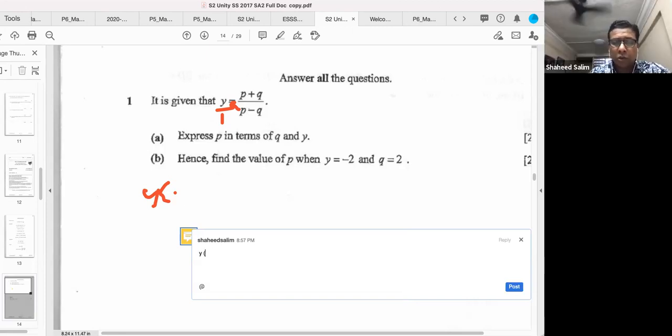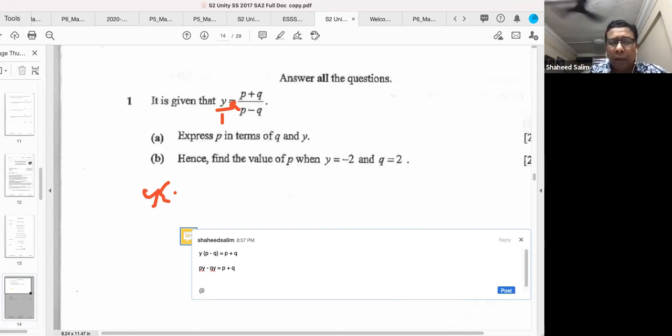Yes, sir. So P minus Q equals to P plus Q. First step is like that, you bring it up. Are you okay? So we times it out. So when I times out, y times P is Py. Y times Q is Qy. Is equals to P plus Q. Okay?